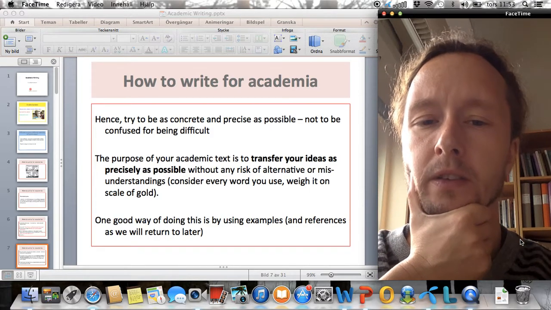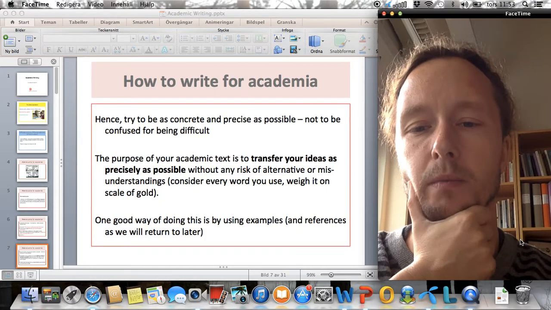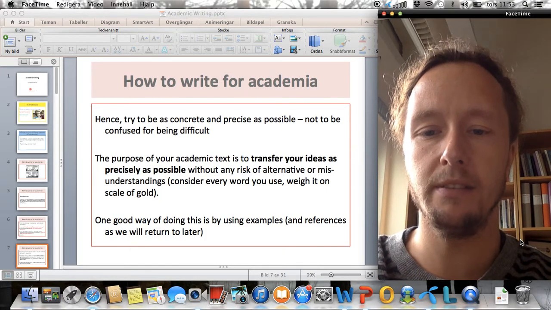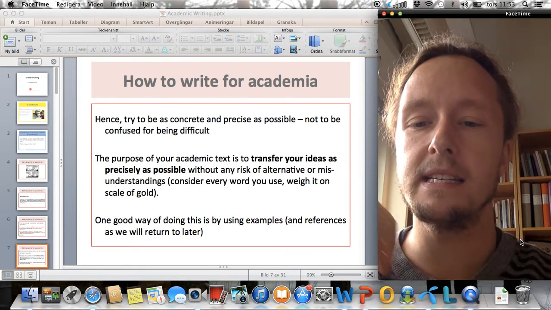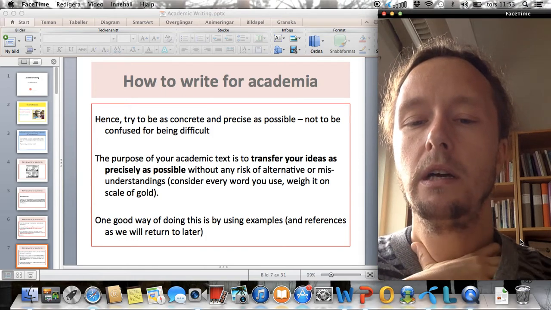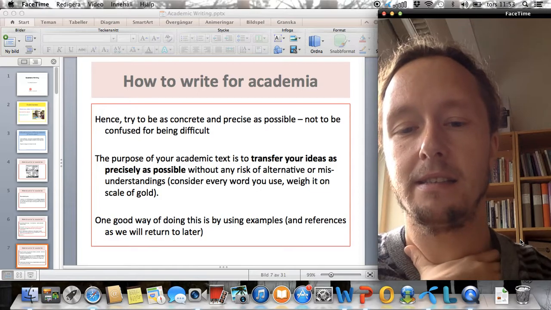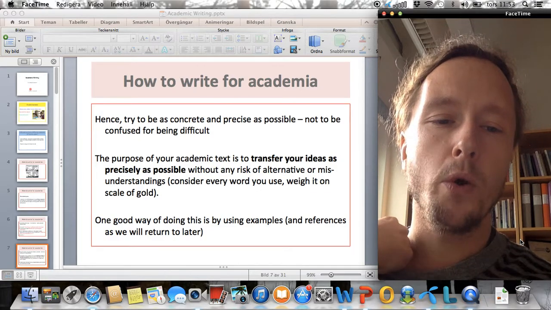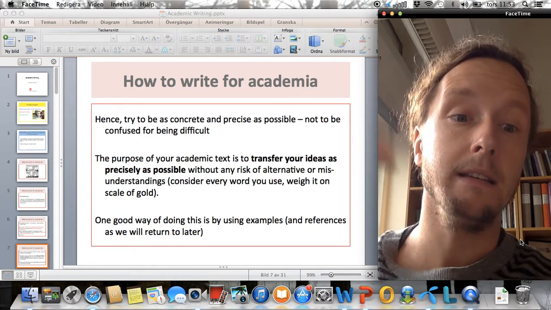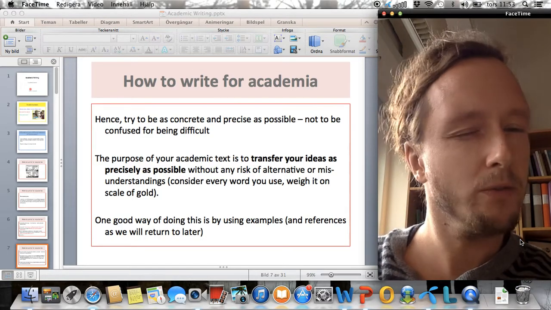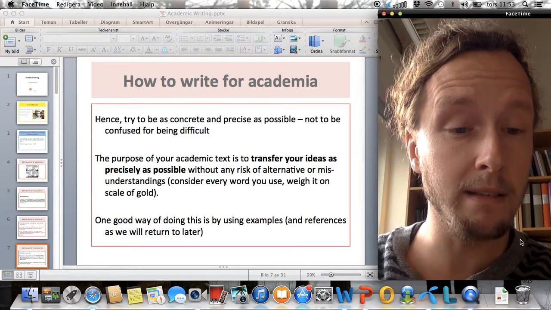So writing your thesis is about being as precise and concrete as possible, not being confused for being difficult. The purpose here is to transfer your ideas as precisely as possible without any risk of alternative readings or misunderstandings. So you should consider every word you use. If you use democracy, for example, it can be understood very differently, as I just showed in the different slide.